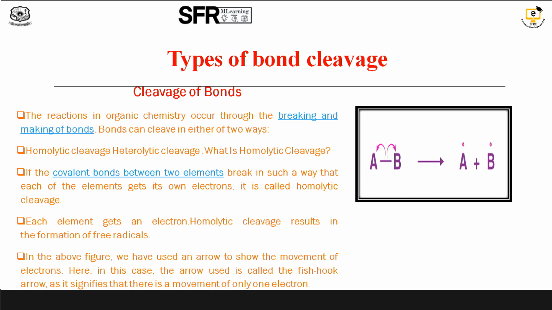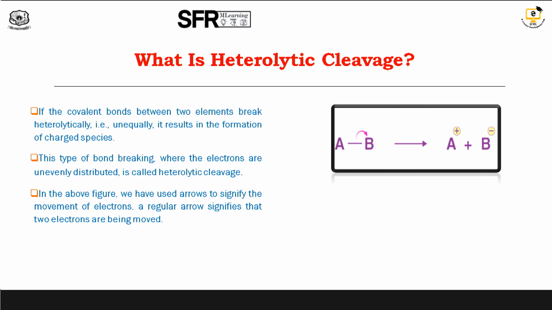Here we will see what homolytic cleavage is first. If the covalent bond between A and B, the two elements, breaks in such a way that each of the elements gets its own electron, so equal sharing of electrons takes place, it's called homolytic cleavage. Homolytic cleavage results in the formation of free radicals. In the above figure, we have used an arrow called the fish hook arrow, which signifies the movement of only one electron to each atom.